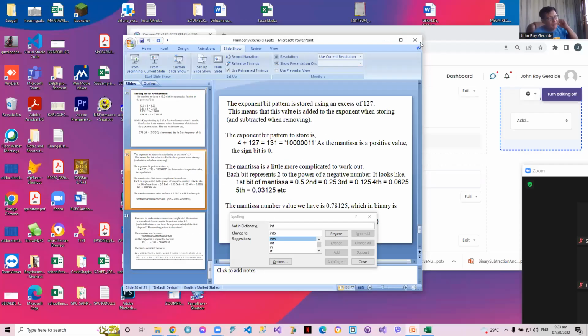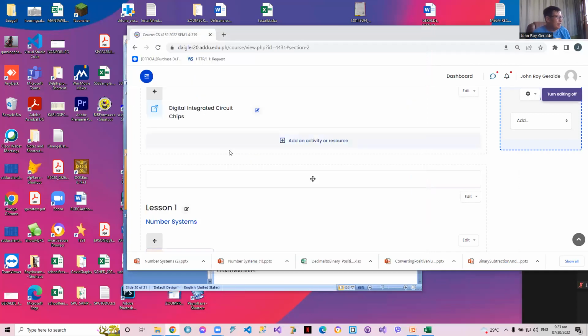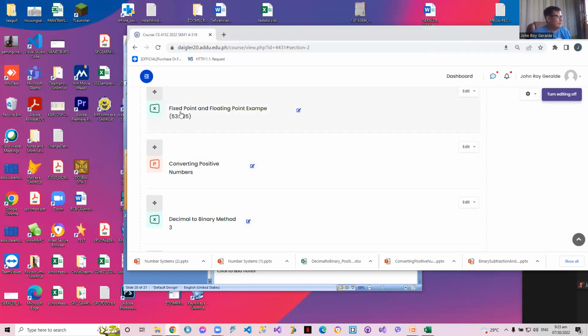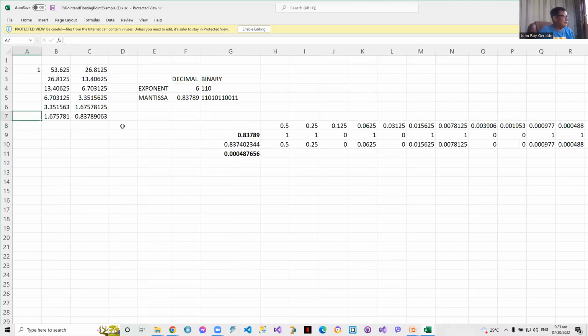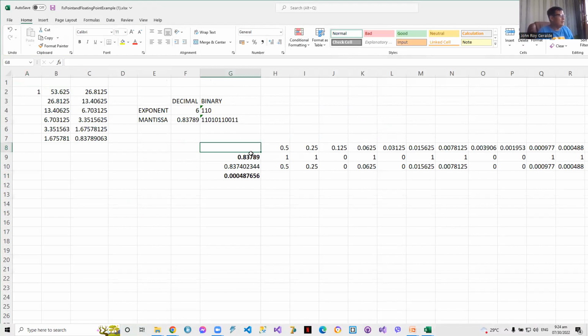Let's have an example in Excel. I have added an example. Can you download this? Fixed point and floating point example. We will use Excel. Do you follow?